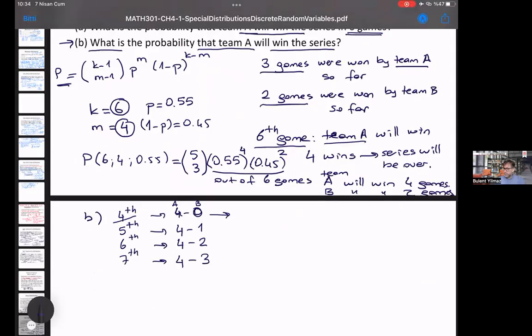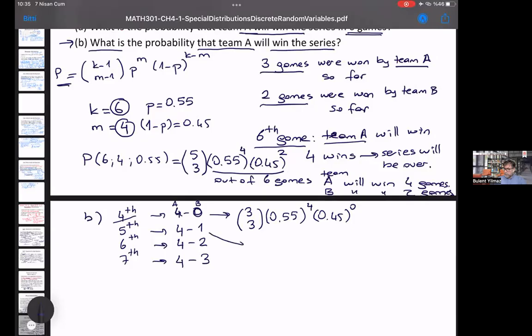How can I write it? Out of 4, you won 3 games so far, 3 out of 3 games, and the winning probability is 0.55. And you're going to win 4 times. Team B will win no time. Okay, will not win until that point.